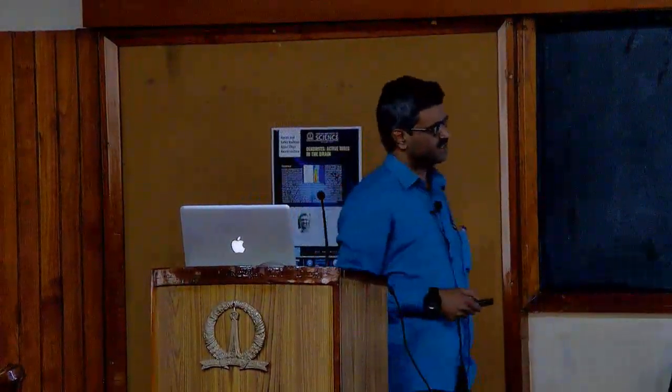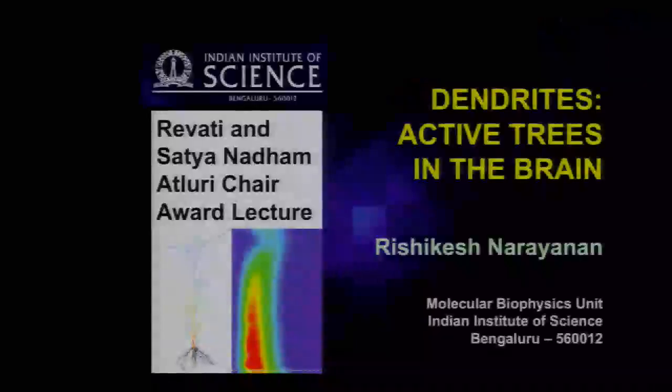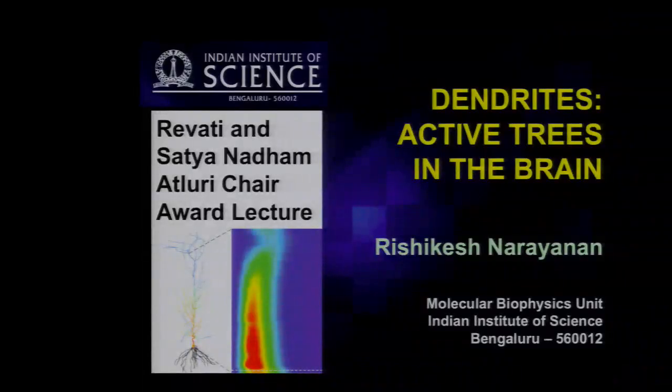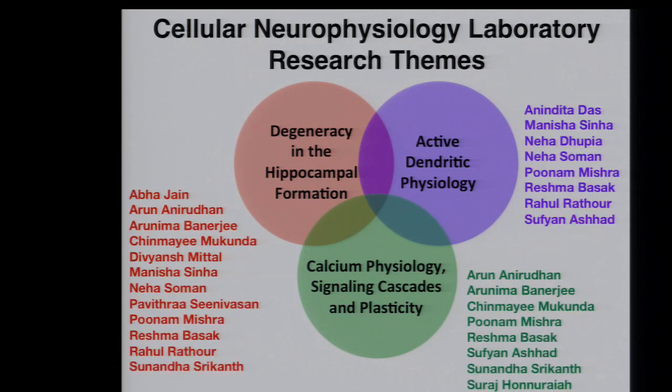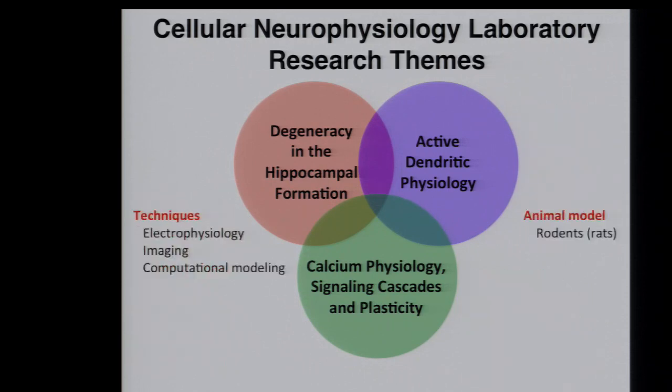So the title of my talk is Dendrites, Active Trees in the Brain. Now I'd like to go step by step. Let's see where we get as we go through. So I call my laboratory the cell and neurophysiology laboratory. There are several research themes associated with this. One of the main themes that we work on is degeneracy in the hippocampal formation. The second theme is active dendritic physiology, and the third theme is calcium physiology and plasticity.